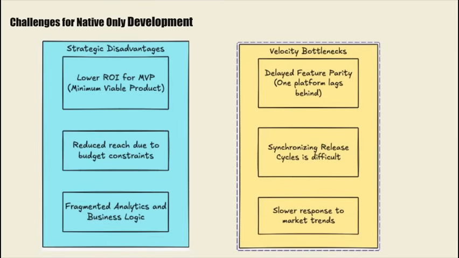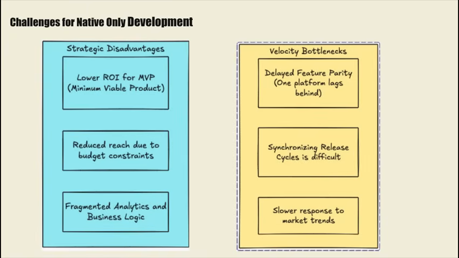And there are different strategic disadvantages as well. Let's say you want to create an MVP, minimum viable product, it needs to be done on other platforms as well. So the return on investment is comparatively less and it can cause more budget constraints. There will be fragmented business logic and the amount of time that it takes to ship our feature to the market can also increase because the teams need to synchronize with their release cycles.